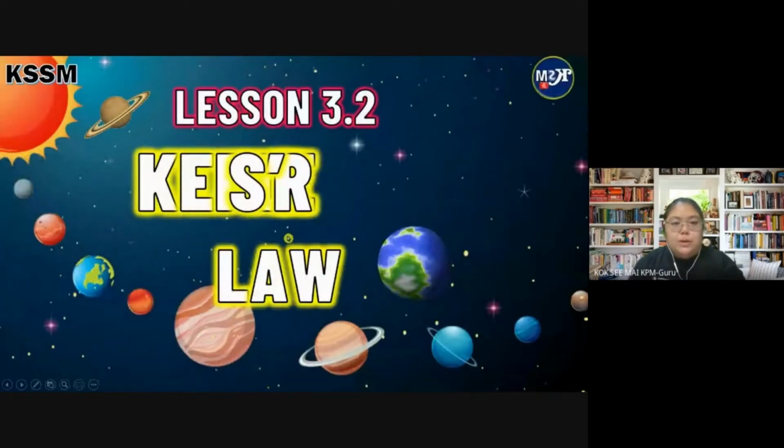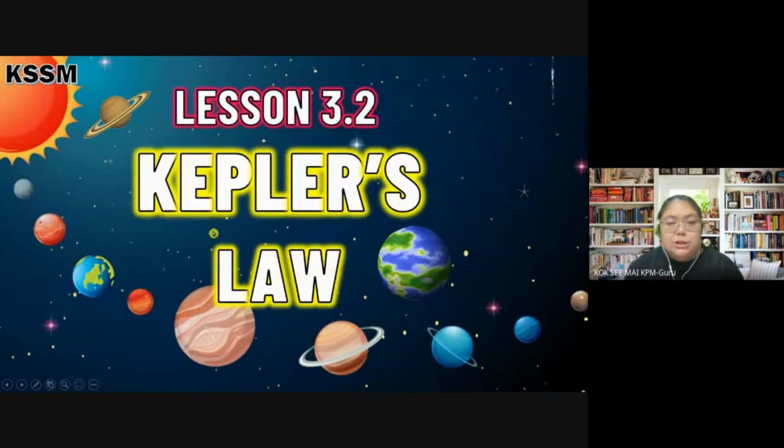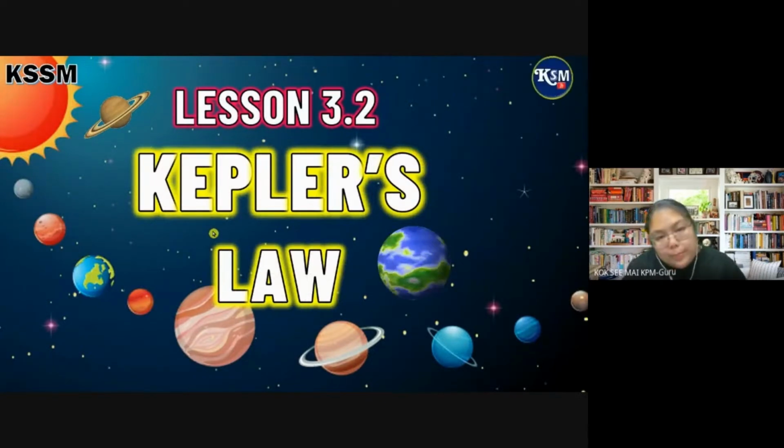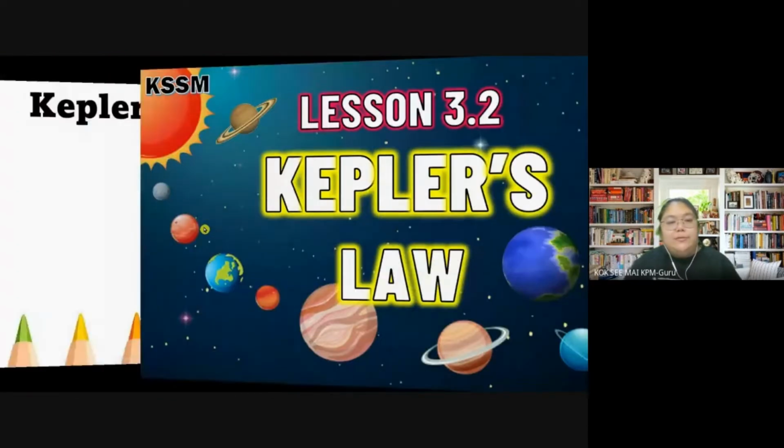Okay, 3.2 is Kepler's law. Kepler's law actually has 3 laws. We need to know what they are, but the formula only has 1. Okay, 1. Now we're going to see the first one.